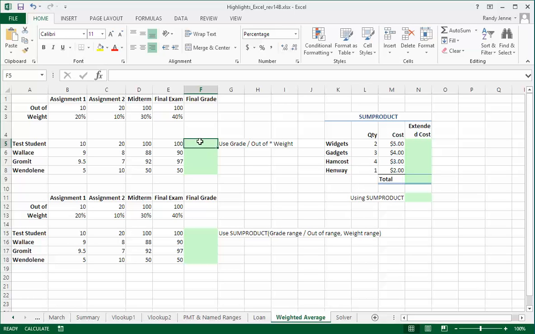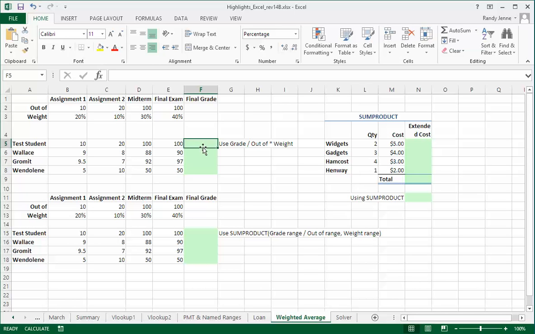Now weighted averages are also used in business when we want to evaluate something and there are a number of factors and we want to weight each of those factors differently. So this has application beyond just figuring out your final marks. But let's do this example.